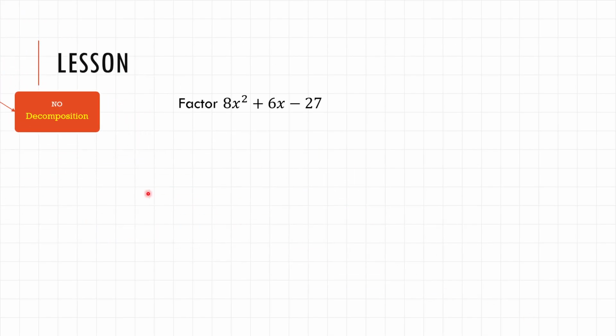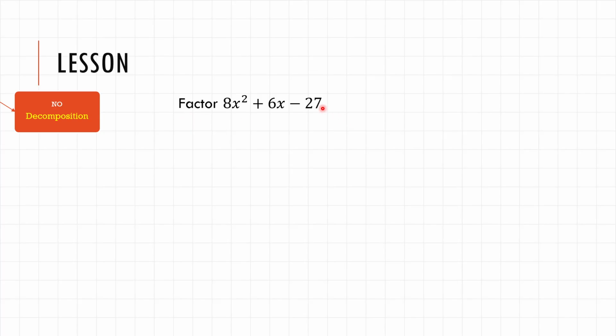Today, we will look at a technique called decomposition. And decomposition is a way to factor a trinomial, like the one you see in front of you, if the a value is not equal to 1, so in this case it's 8, and it's not a perfect square trinomial. 8 and 27 are both not square numbers. So these are the steps involved in decomposition.